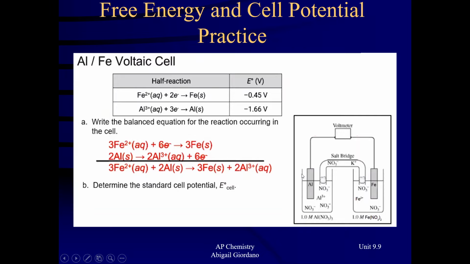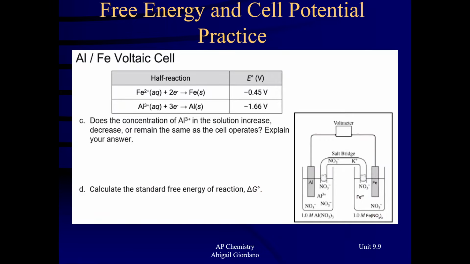So I knew that I would need to flip that aluminum half reaction. I did have to adjust my coefficients to make sure that the electrons would cancel out. But what you're seeing right here is our balanced cell reaction, our redox reaction. And once I change the sign of that aluminum half reaction, added the two potentials together, there is my total voltage.